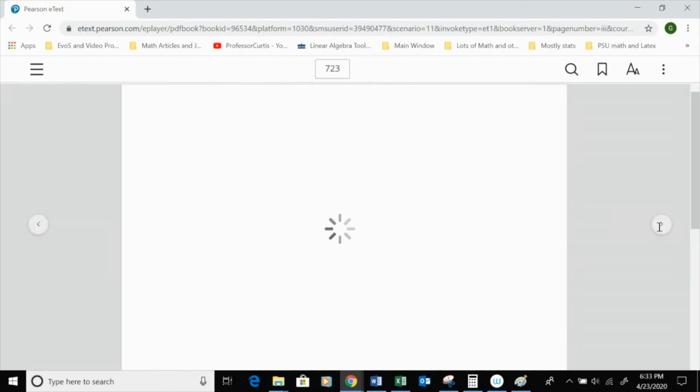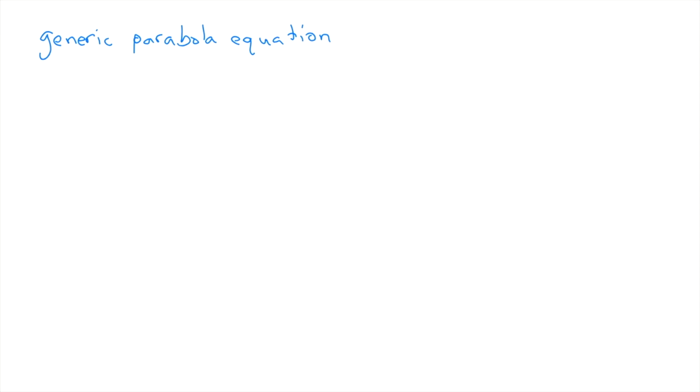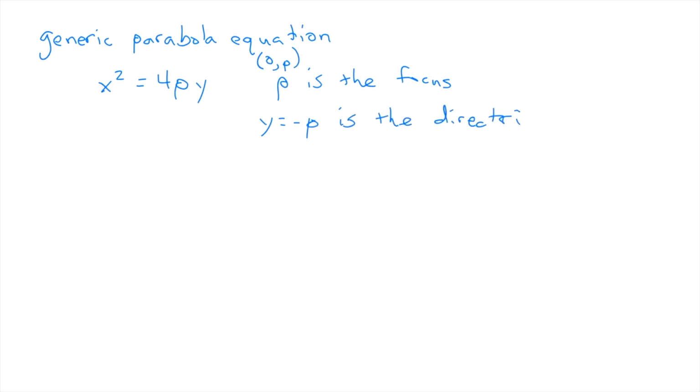Alrighty. Let's move stuff around because we can do more stuff. Then we've got this generic parabola equation. And what was it? It was x squared equals 4py. And what's this going on? P is the focus. And I shouldn't just say p, right? I should say 0, p. 0, p is the focus. And y equals negative p is the directrix. And the vertex is at the origin, and I will write it out, 0, 0.